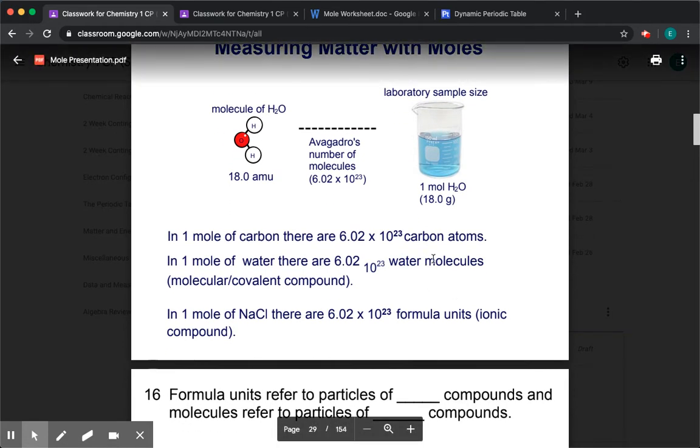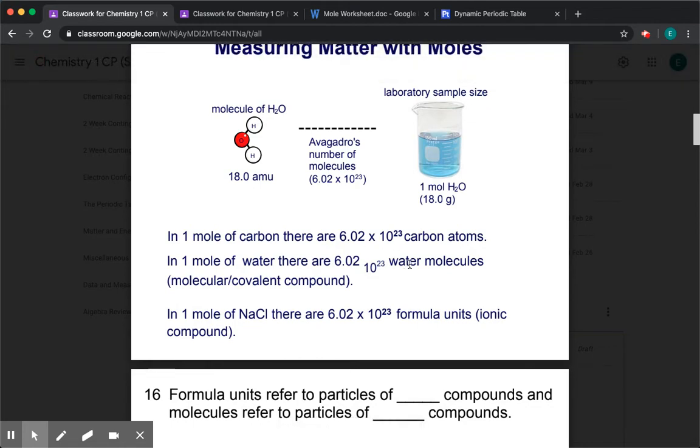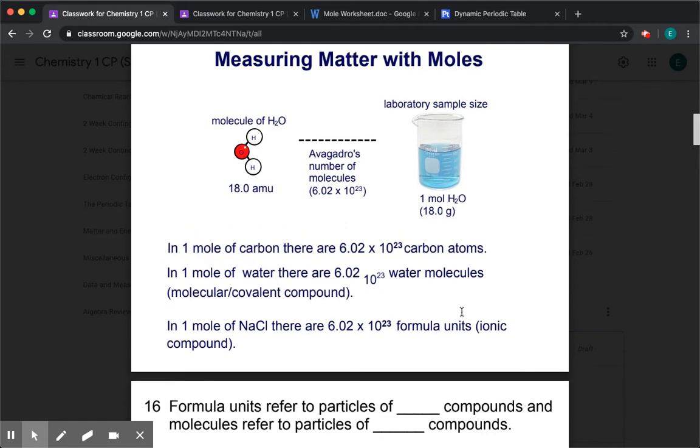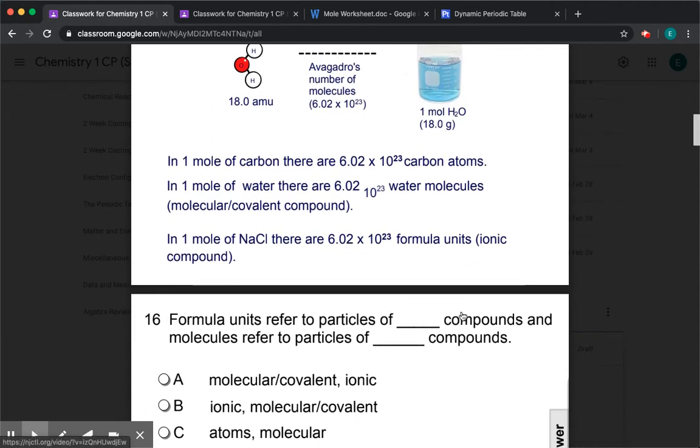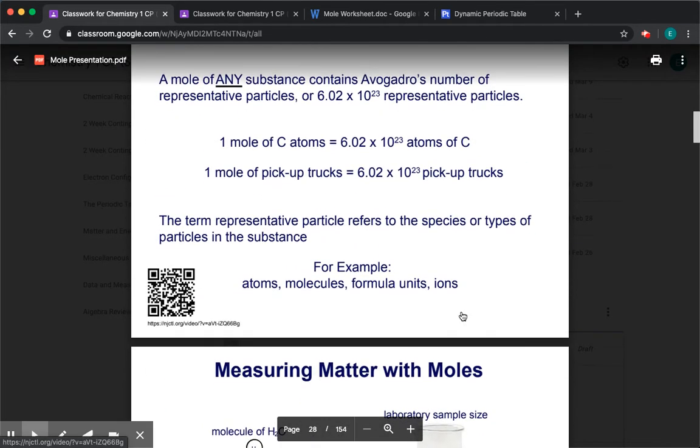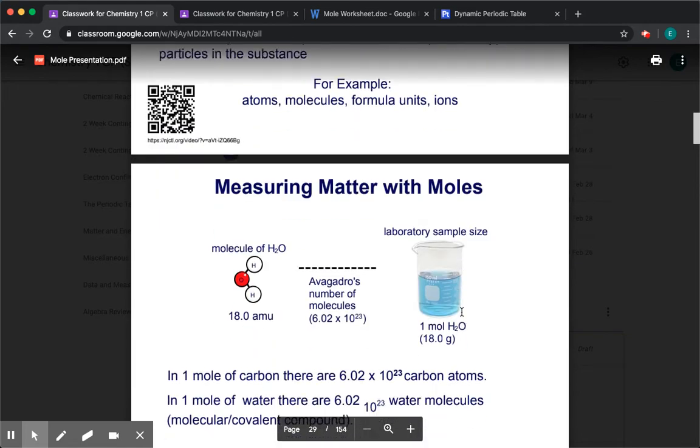When you hear the word molecule, it's referring to covalent compounds. So water is a covalent compound, and they're going to say water molecules. So if you see the word molecules, just know they're talking about a covalent compound. If you see the word formula unit, just know they're talking about ionic compounds. But that's not something you're going to see often. So I'm going to skip through this piece. Okay, I wouldn't call this section right here relevant.